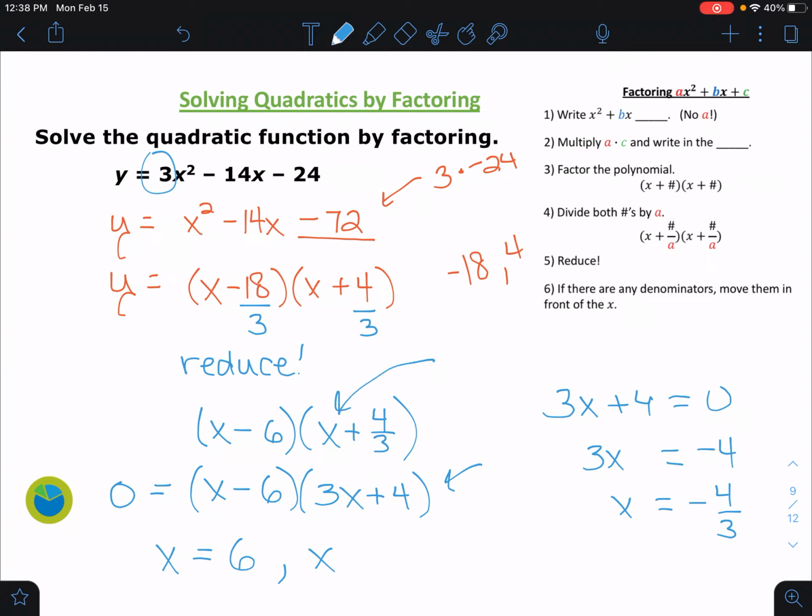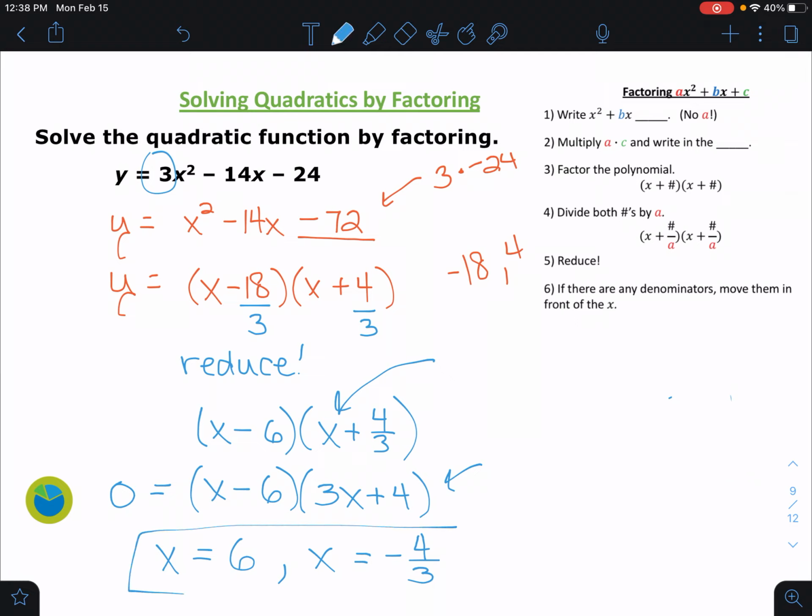But it's a little easier to actually just look right here. It says positive 4/3. What would be the opposite of that to make that 0? Negative 4/3. So you could just do that instead. It's easier. And so these are my two answers. Make sure you show all this work here, because that's showing that you know how to do this by factoring, okay?